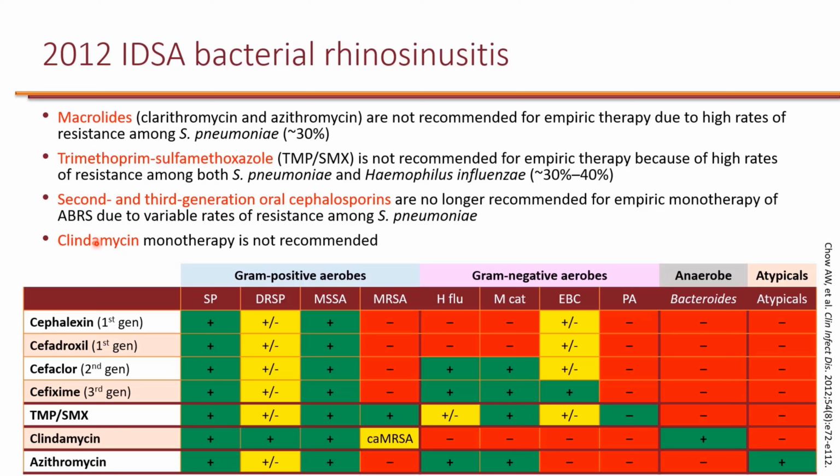And of course, clindamycin does not have activity against gram-negatives, so monotherapy should not be used. If you are to use clindamycin, you should also use a second agent to cover H. flu and Moraxella catarrhalis. Clindamycin is also associated with Clostridioides difficile, and it's likely to cause collateral damage. So clindamycin should be reserved as last line for people who cannot tolerate other things. Even then, it should not be used as monotherapy. It should be used in combination.